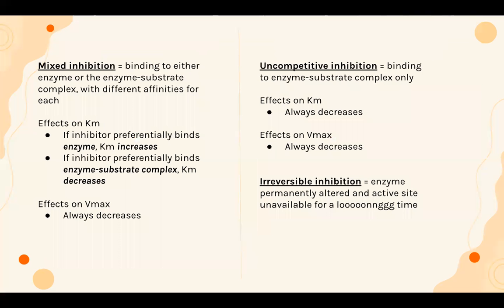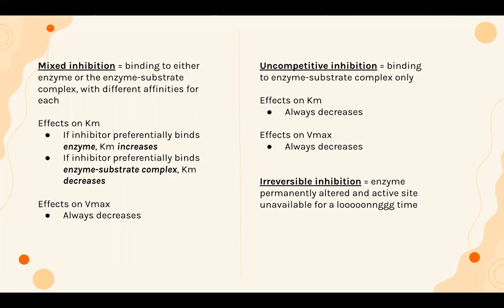Mixed inhibition refers to binding to either the enzyme or the enzyme substrate complex with different affinities for each. Its effects on Km depend on the inhibitor's preference for binding either the enzyme or the enzyme substrate complex. If an inhibitor binds the enzyme, then Km increases. Whereas if an inhibitor binds the enzyme substrate complex, then Km decreases. Its effects on Vmax are always the same. Vmax always decreases in the presence of a mixed inhibitor.